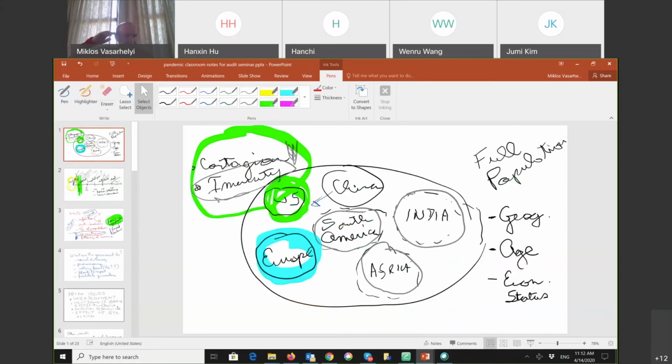Yeah, I think that's the point I was trying to make. Look at this particular slide here. What is the population we are dealing with? Maybe the whole world, maybe just the US, maybe just the state of New York or the state of New Jersey.